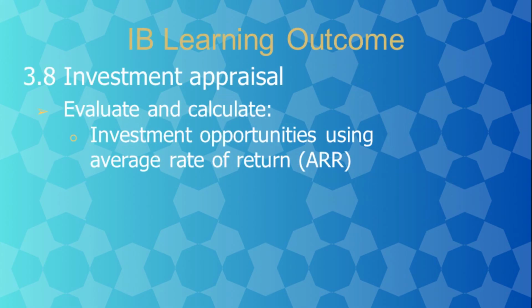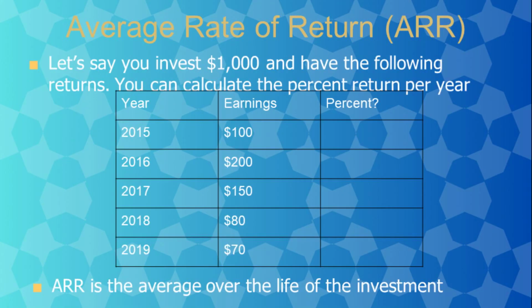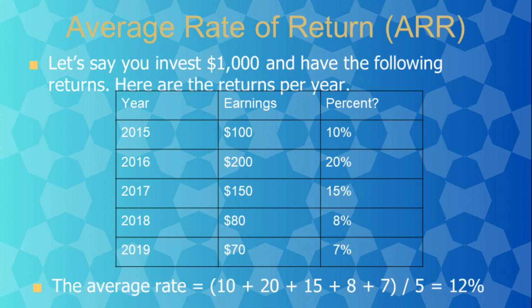Investment appraisal is a crucial aspect of business decision-making. One method to evaluate investment opportunities is by using the average rate of return, or ARR. Imagine you invest $1,000 and receive various returns over 5 years. To calculate the ARR, you need to determine the percent return for each year. Here are the returns for each year. By summing these percentages and dividing by the number of years, you can find the average rate of return.